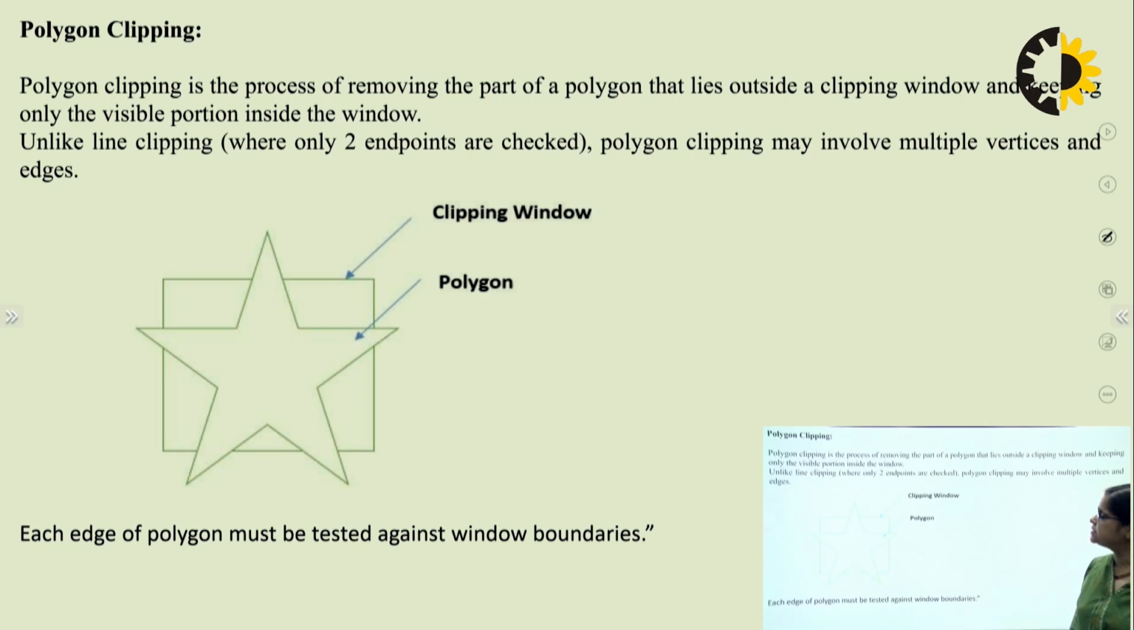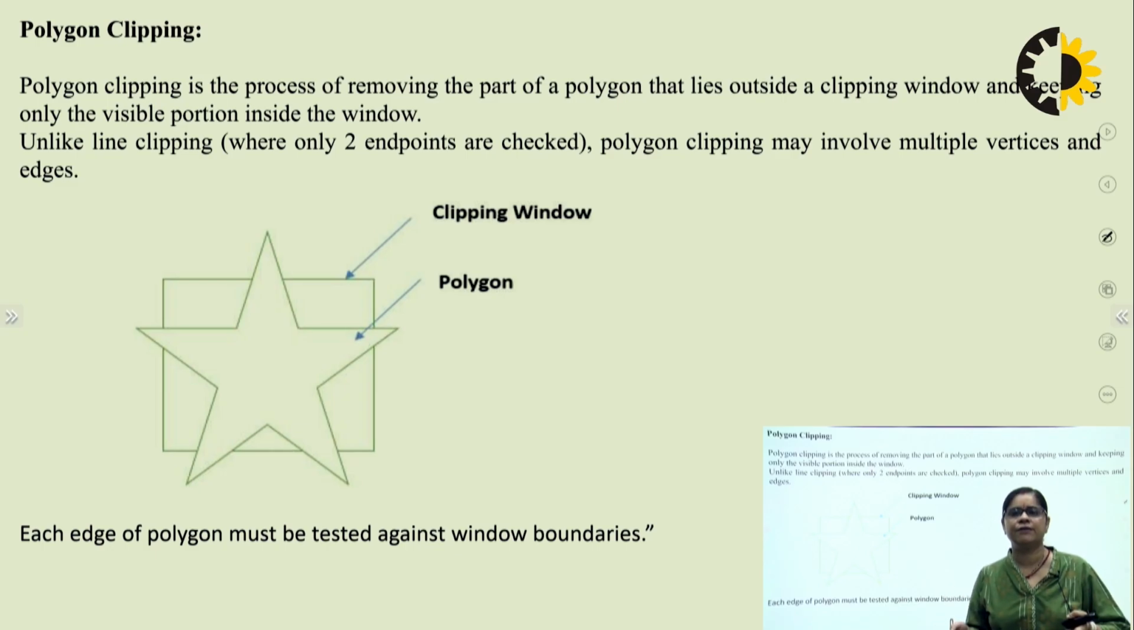In polygon clipping, we know that clipping means we are editing the picture. When you are editing the picture, it means you are clipping, you are cutting the picture. For example, you are taking a full body photo and you want a passport size photograph from it. What you are going to do? You are clipping that picture, and that means you are editing that picture, right? So that is the meaning of clipping.